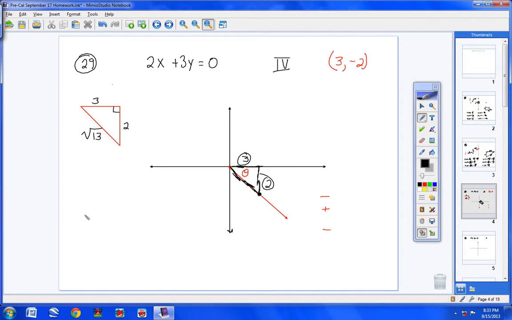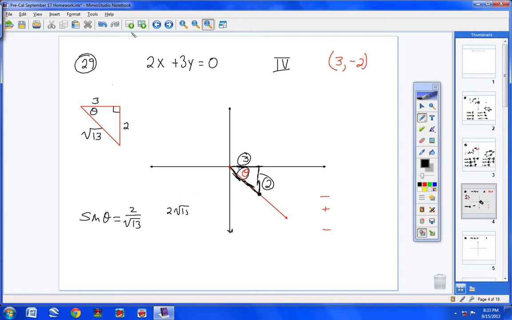So all they want us to find is sine, cosine, and tangent. Oh, where's theta, by the way? Don't forget. Here's theta right here in this corner. See it? So sine of theta would be opposite over hypotenuse. That's 2 over square root of 13. If you multiply the top and the bottom by square root of 13, you get 2 square root of 13 all over 13.